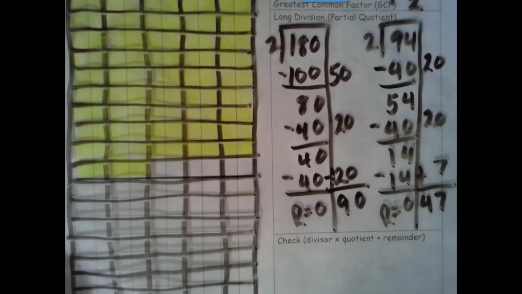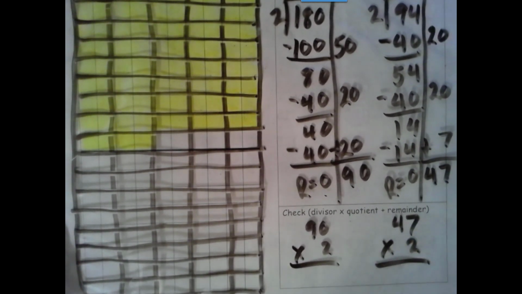Now we need to check using our inverse operation. Divisor times quotient plus remainder. Since our remainder is 0 for both, and the identity property of addition says when you add 0 it stays the same, we don't need to take time to add the 0.